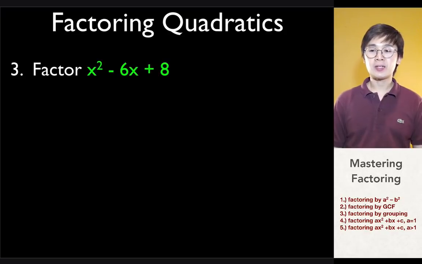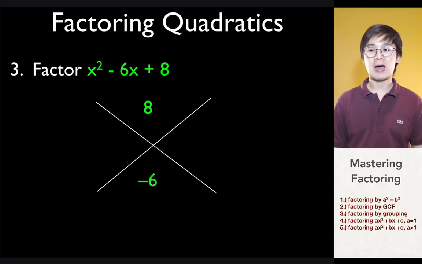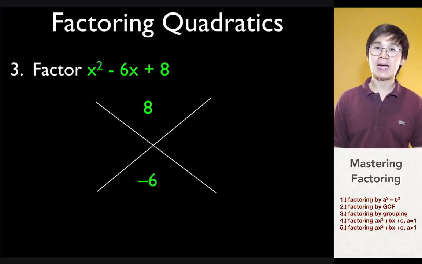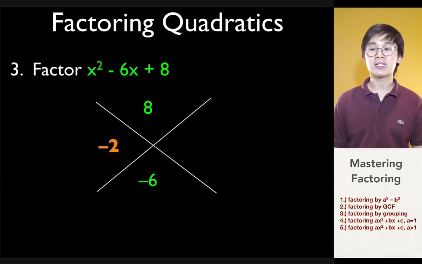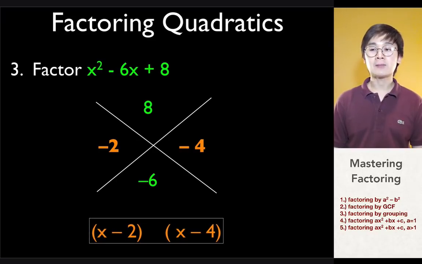And for example number 3, we'll have 8 as our last term and negative 6 for our middle term. So when this happens, we need to find the factors of positive 8 that will give you negative 6 when you add them up. And we know that the only time that we can have this pattern is when we multiply two negatives, which will equal a positive, and add two negatives, which will equal a negative number. So the factors that we're looking for here are negative 2 and negative 4. So x squared minus 6x plus 8 has a factored form of (x minus 2) times (x minus 4).